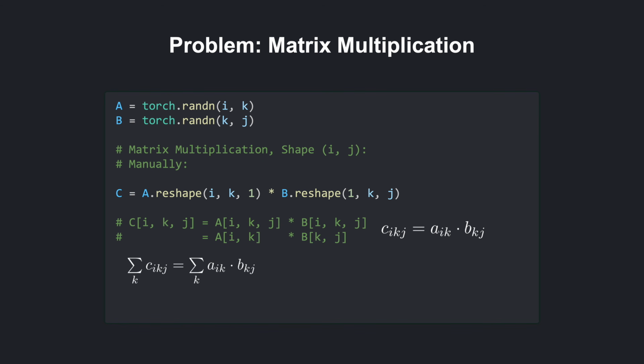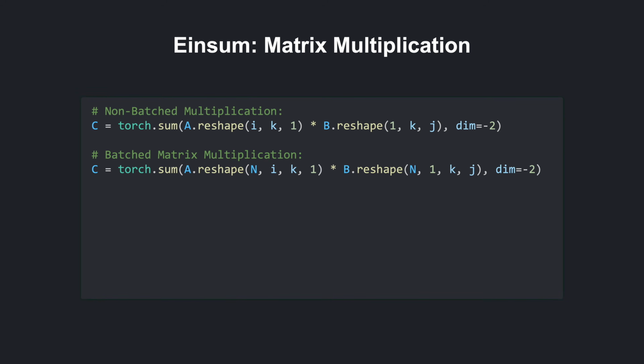Now all that's left to do for matrix multiplication is to sum up along k. We can do that in PyTorch using torch.sum. We might also want to compute batch matrix multiplication, where A has shape nik and B has shape nkj. We could compute this as shown here.